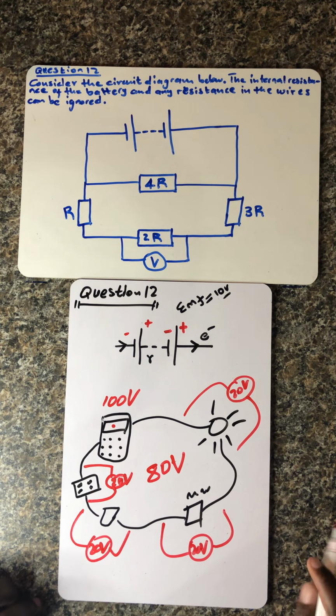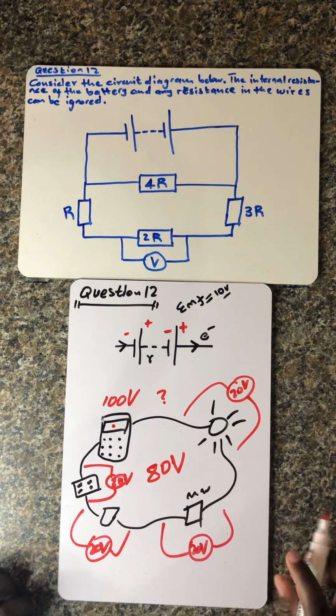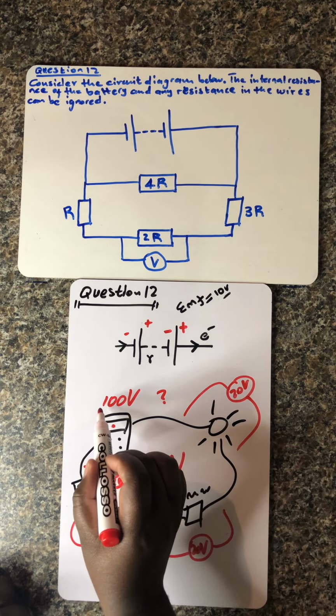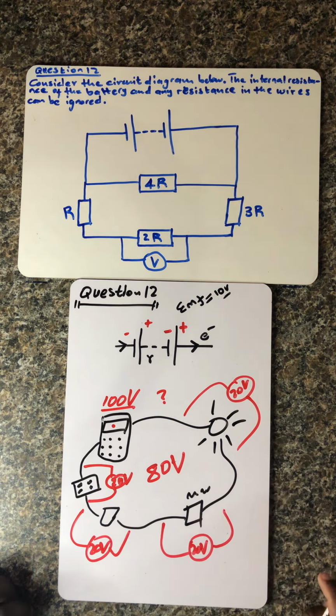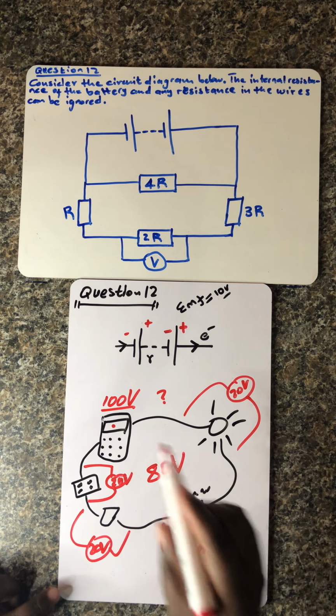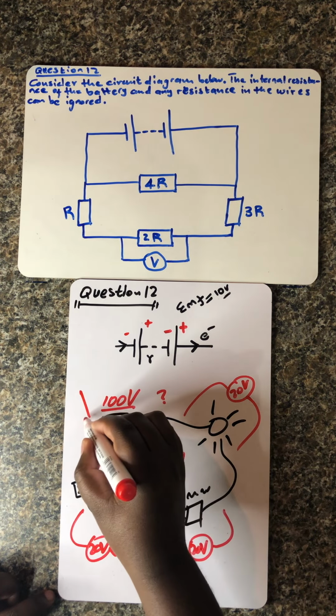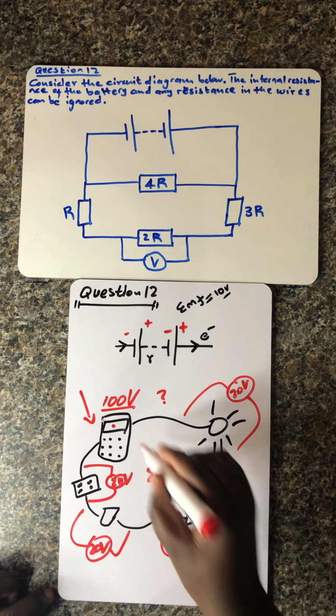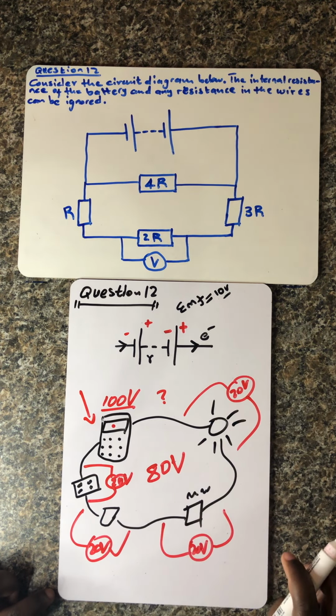Ladies and gentlemen, what happened to that 20 volts? Because you went to buy 100 rand worth of electricity. So that 20 volts, ladies and gentlemen, is lost within that box.